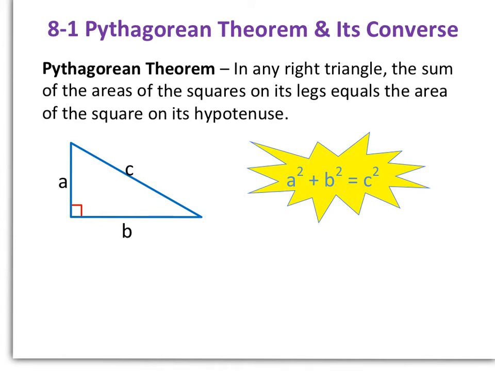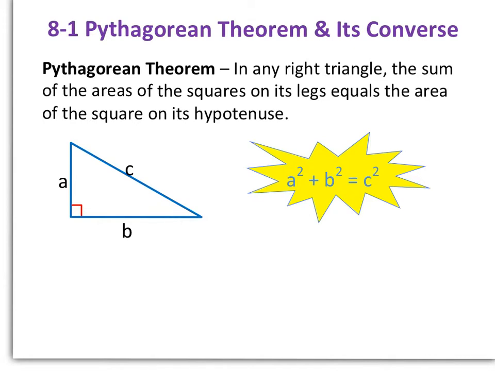In Chapter 8, we will look more at right triangles. Section 8.1 is the Pythagorean Theorem and its converse. The Pythagorean Theorem says that in any right triangle, the sum of the areas of the squares on its legs equals the area of the square on its hypotenuse.